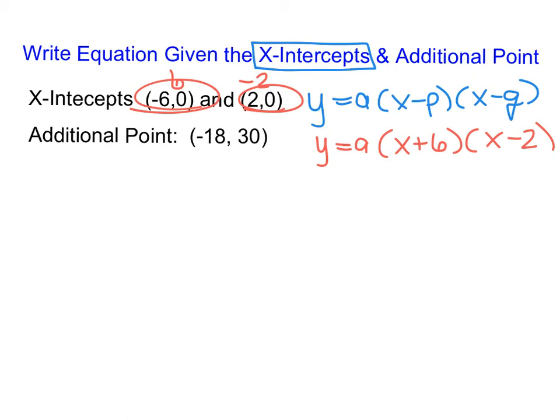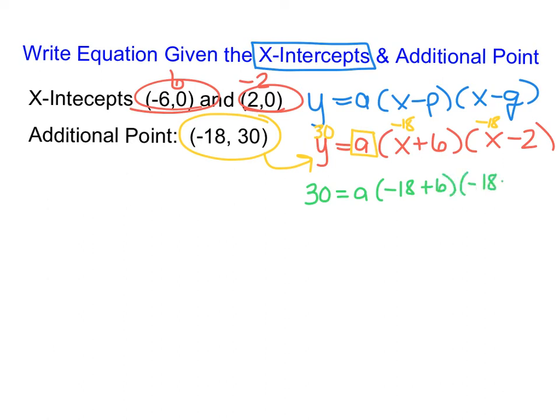So we've substituted our intercepts in here, and now all we need to do is find our a value. In order to find our a value, we're going to take the point provided and plug it into our equation in place of x and y. So we have 30 going in for y and negative 18 going in place of x. So if we rewrite this equation, we have 30 equals a, and then we have (negative 18 plus 6) and (negative 18 minus 2). So we follow the order of operations here. We have negative 18 plus 6, which is negative 12, and negative 18 minus 2, which is negative 20.